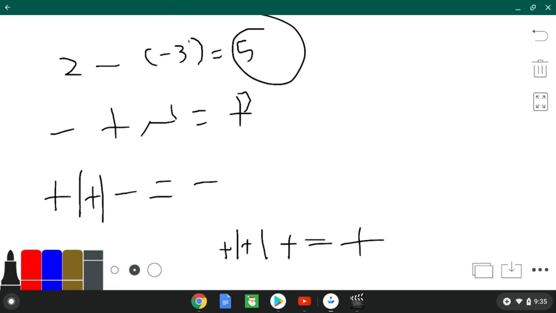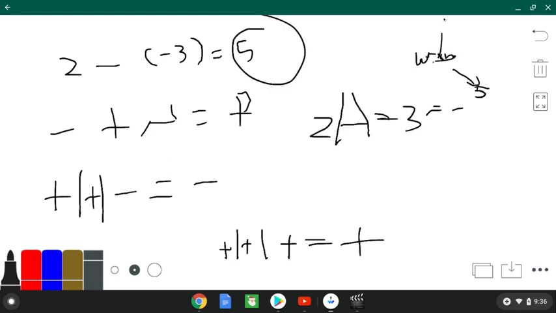So if you do 2 minus negative 3, 2 minus negative 3, 2 minus negative 3 equals... I'm not going to say it. Now, don't look at this. This is the wrong answer. It's just to flip you off. Wrong answer.